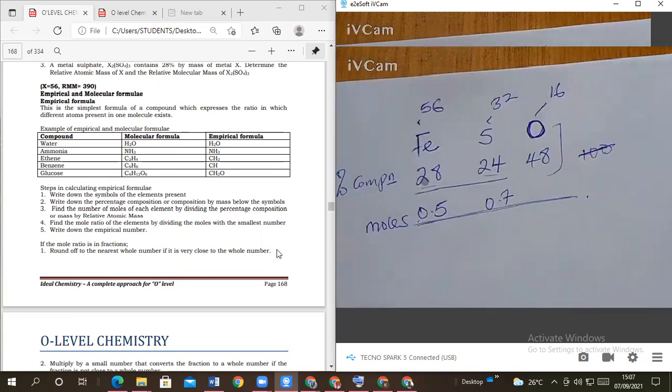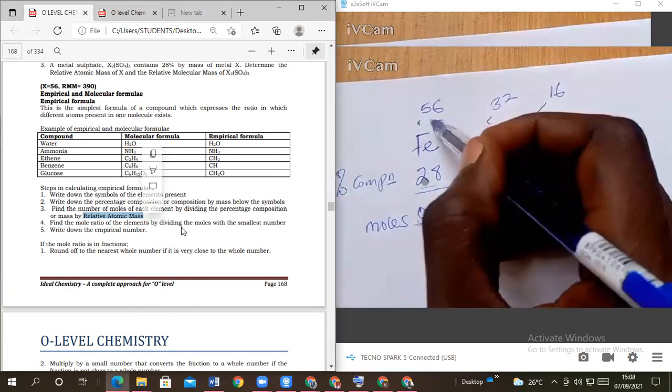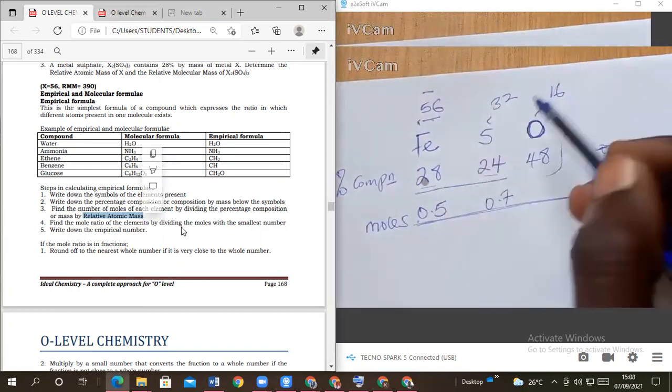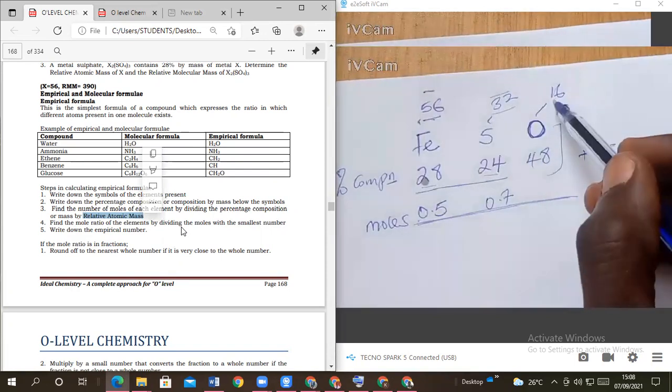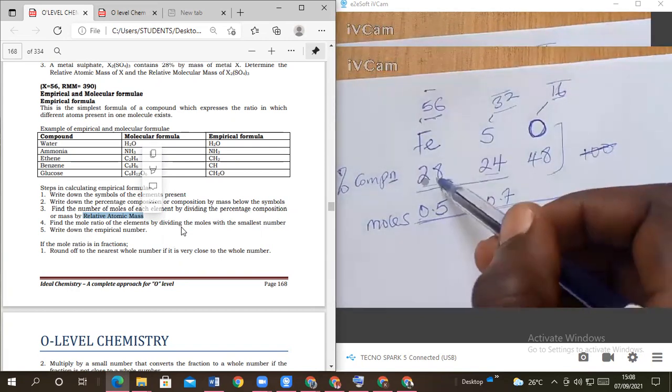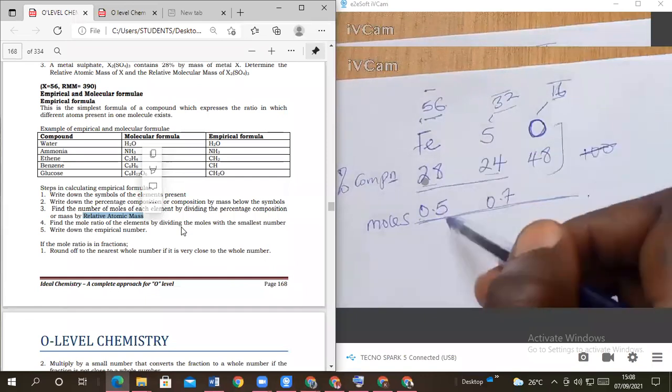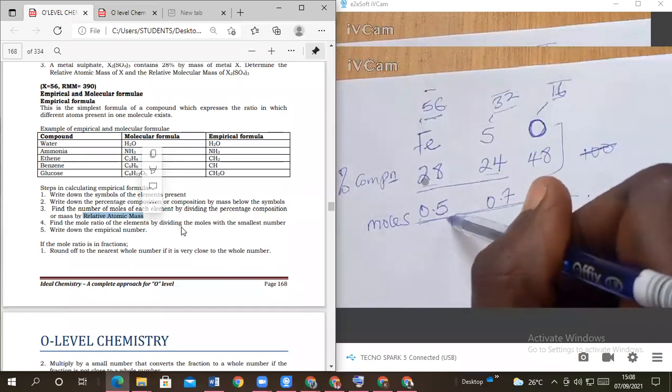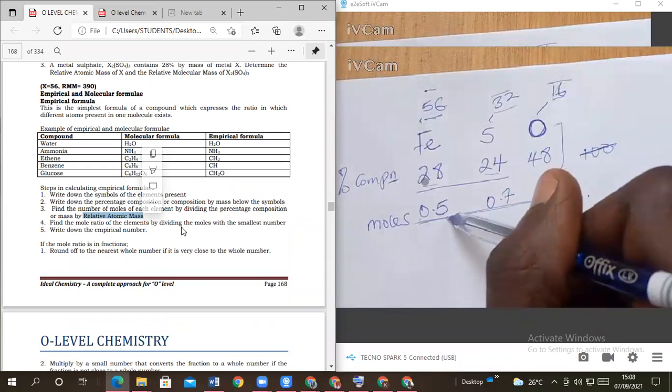So here we are saying, now after getting this, we are going to find the number of moles of each element. You get the number of moles by dividing the percentage composition by the relative atomic mass. You get it? The relative atomic mass of iron is 56. The relative atomic mass of sulfur is 32. The relative atomic mass of oxygen is 16. Is it clear? Yes. So the percentage composition is 28. Divide by 56. What do you get? Is it 0.5? 0.5. Correct.